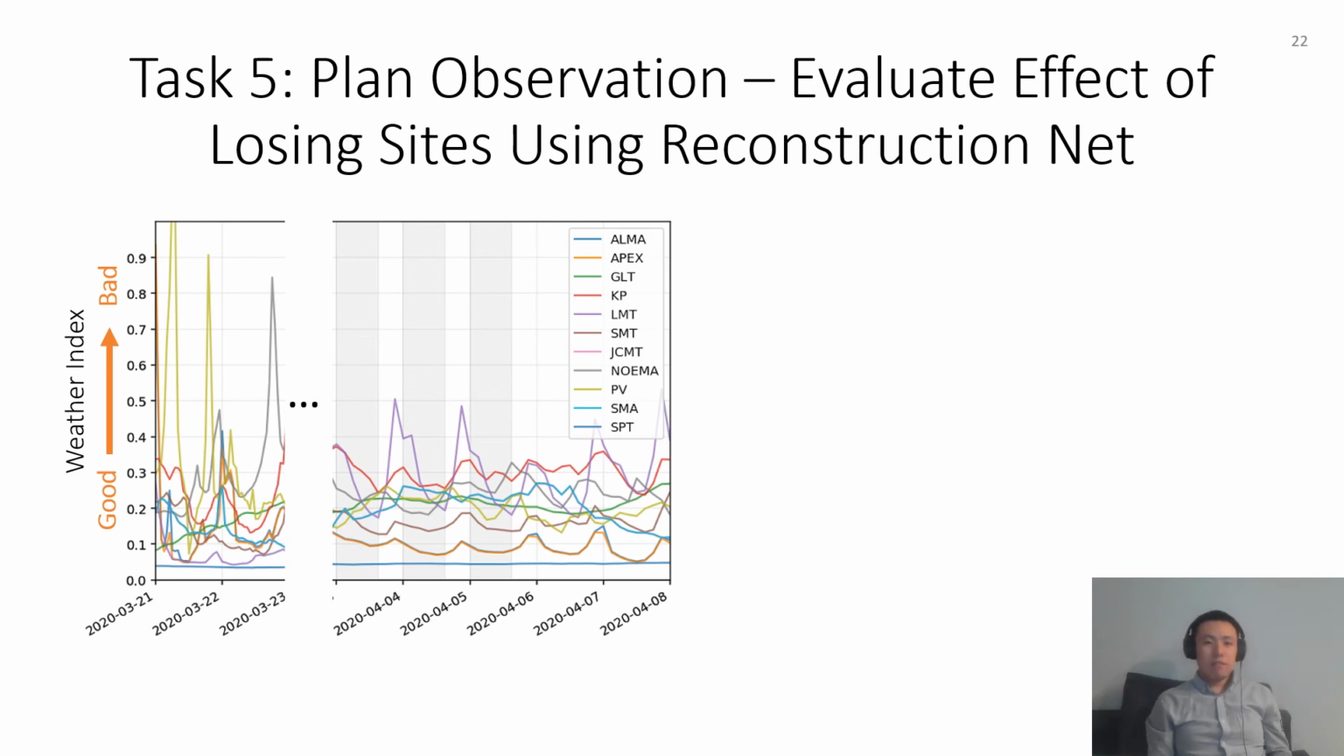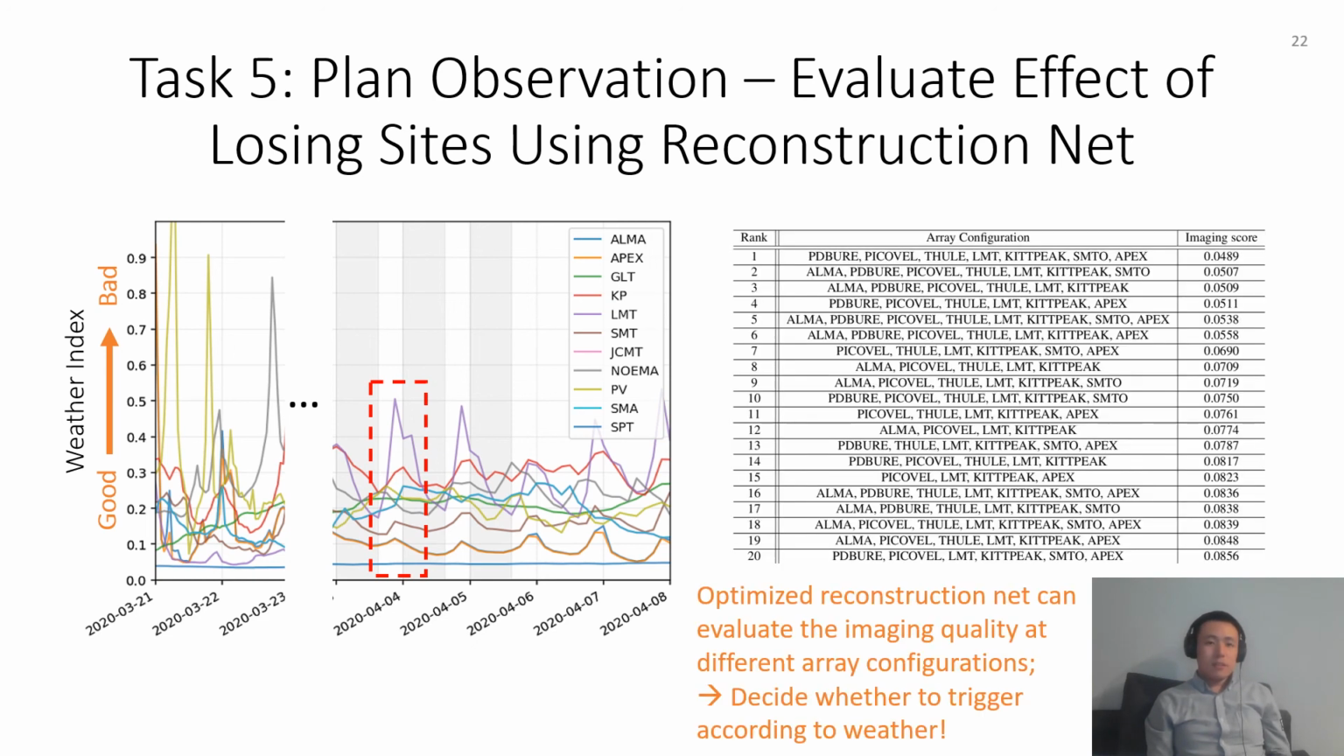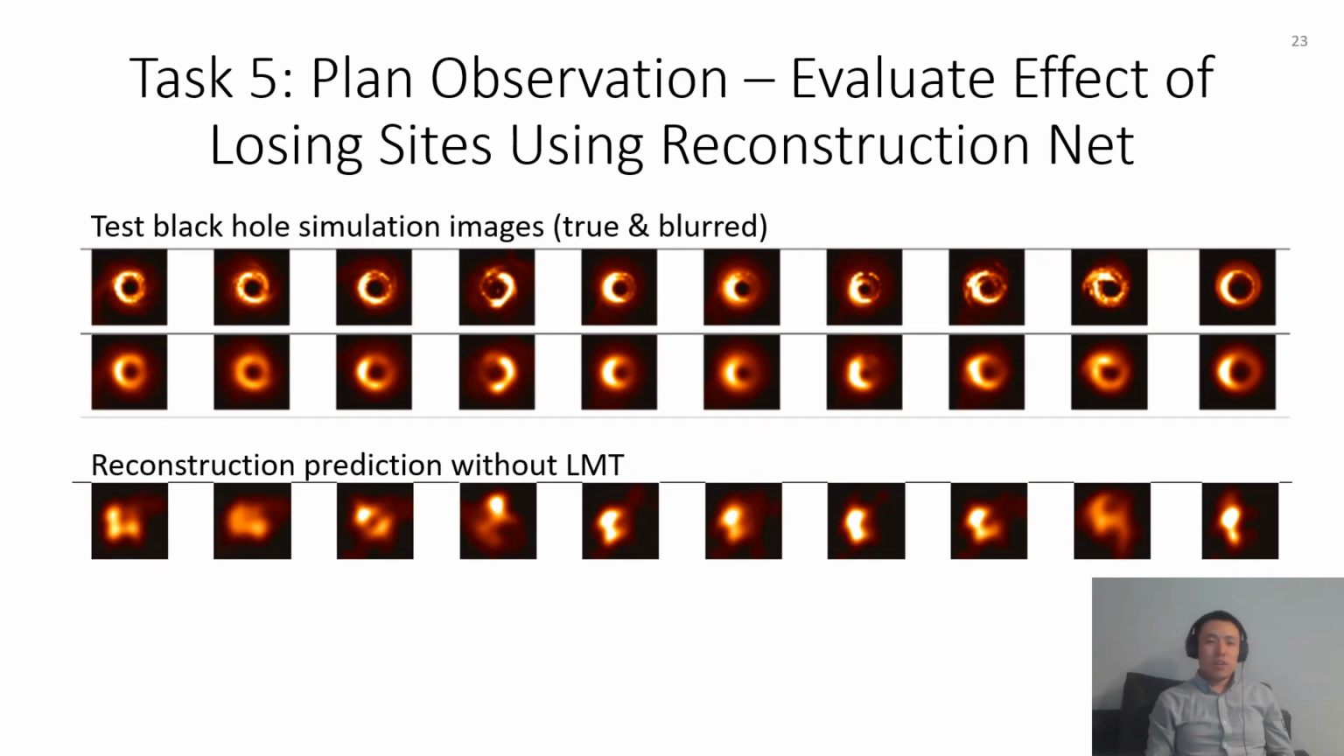Every day, we receive a weather report that tells us which telescopes will likely drop out due to bad weather. For example, on April 4th of this year, we saw that the LMT telescope in Mexico had bad weather. Since our reconstruction network is jointly trained with a probability distribution, it can roughly evaluate the imaging quality for the array configuration without LMT and quickly give a prediction of the imaging score. These are the reconstruction predictions for 10 simulation images. Without LMT, the reconstruction quality is pretty bad, so we decided not to trigger on this day.